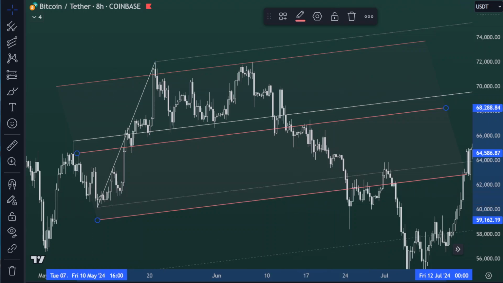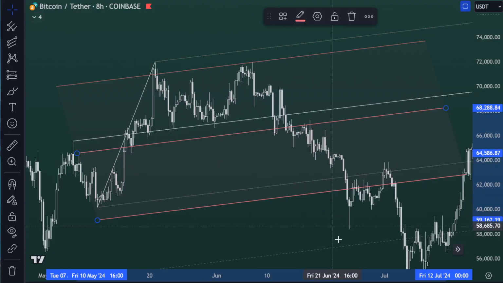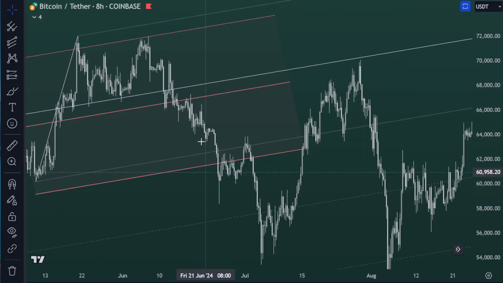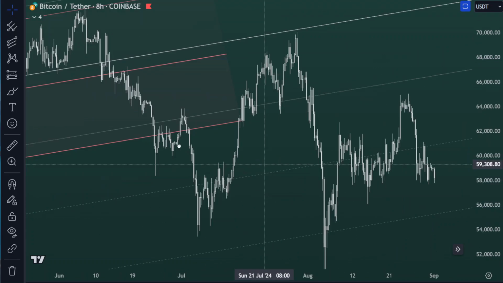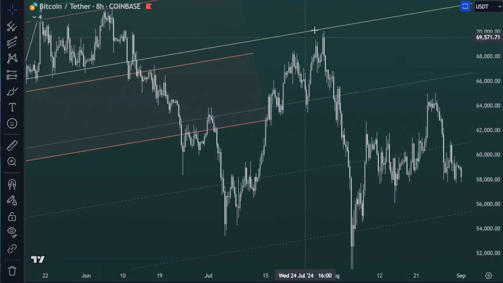So this is the reason why I made that post back in June that price would drop all the way down to the 61K, 60K area. Eventually price couldn't even go above 70K again, you notice? So here, this is where we are today. And price basically didn't go above 70K for a very long time.